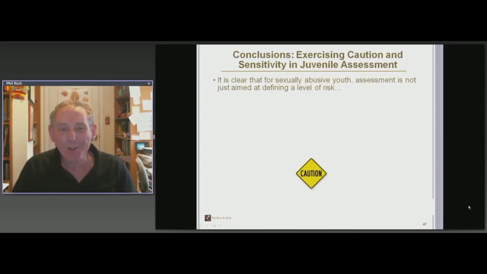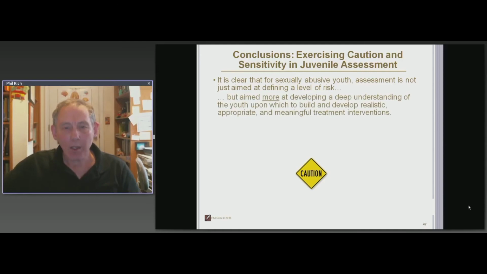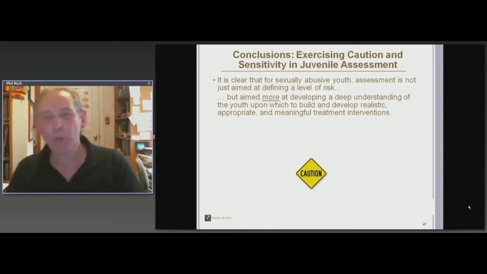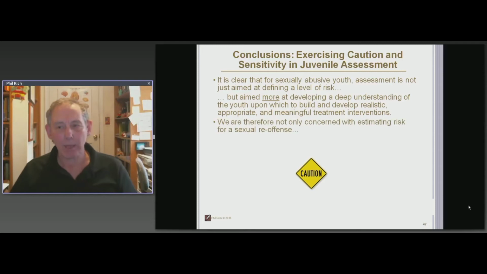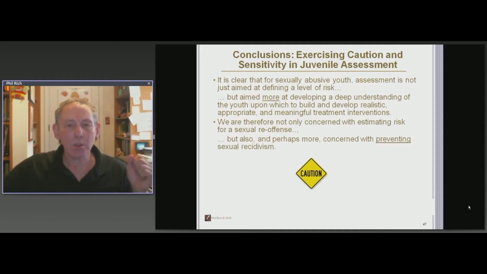We want to exercise caution. We want to be sensitive. Assessment isn't just aimed at defining a risk level. It's really aimed more at understanding that individual, that young person, so that we can build appropriate, realistic, meaningful treatment interventions that really can perhaps bring about change on an individual level. So we're not simply concerned with estimating risk, but we're also concerned, and perhaps more concerned, as I said a few moments ago, with preventing recidivism.